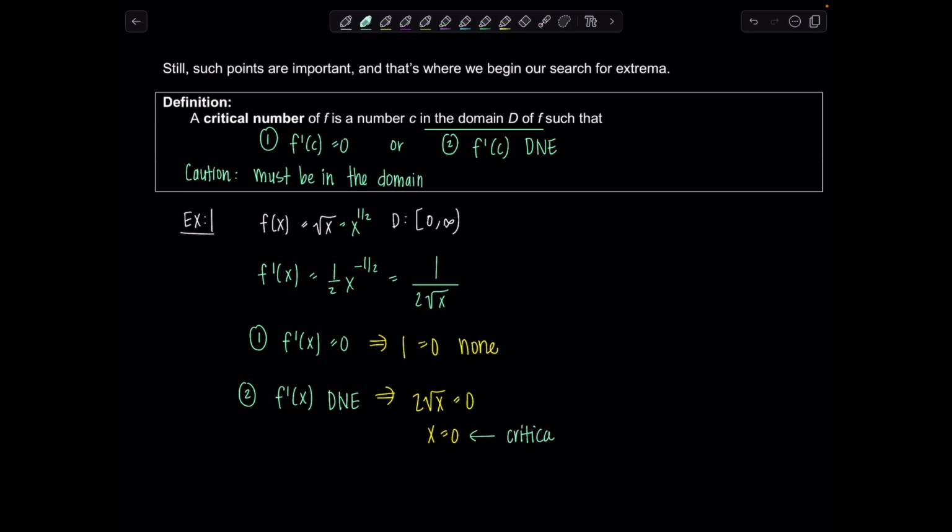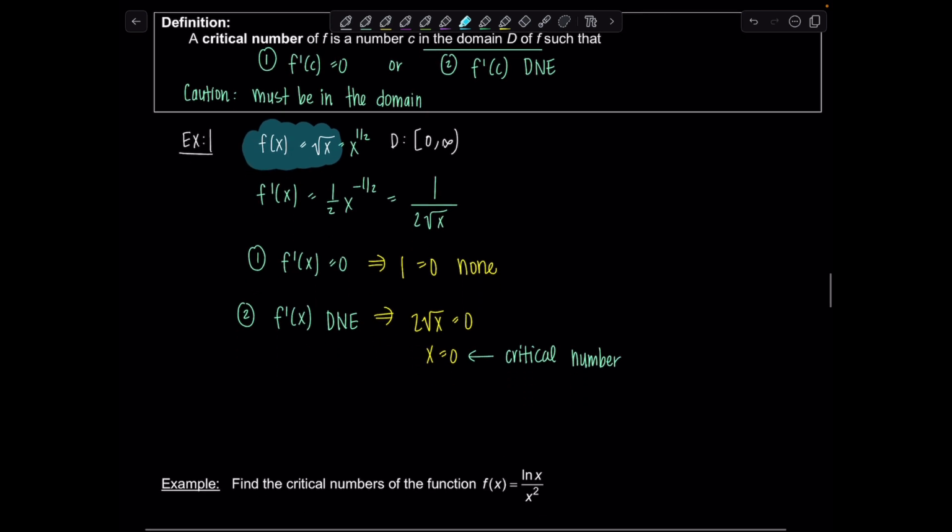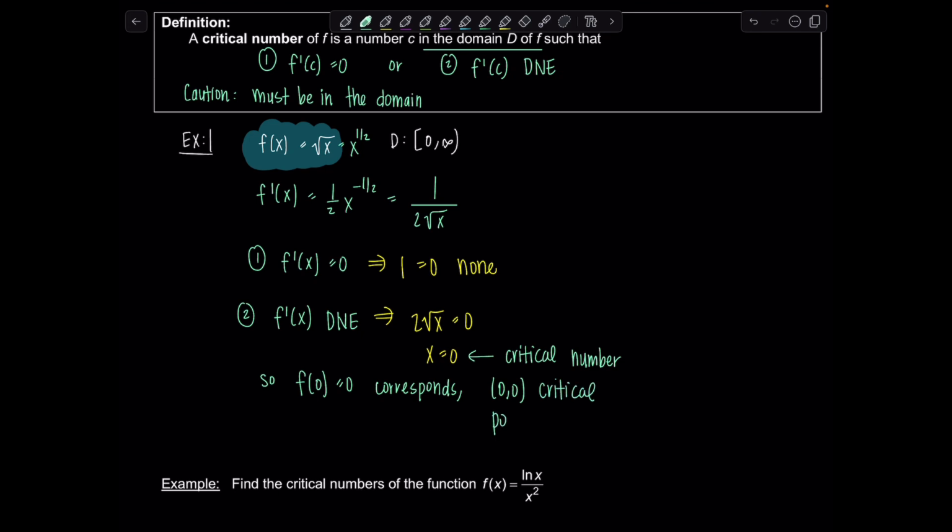That's a critical number. And then sometimes you're asked for critical points. Well, then they want an actual ordered pair, an x comma y. And to get that y value, you always go back to the original function. It's a point on the graph. It's a point on f of x. So f of 0, which is 0, right, is the y value, corresponds. And you could say 0, 0 is a critical point.